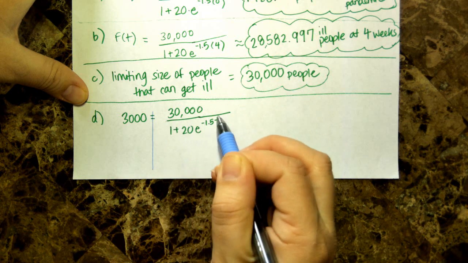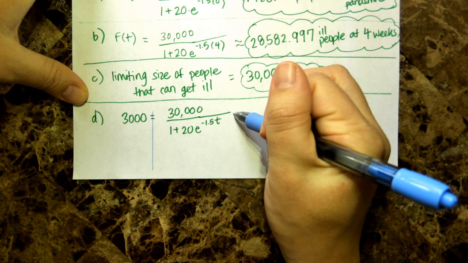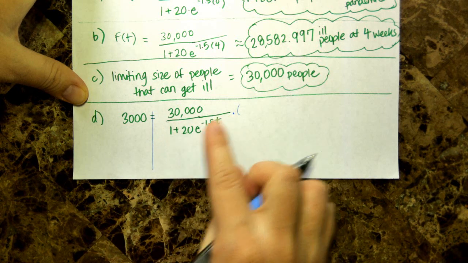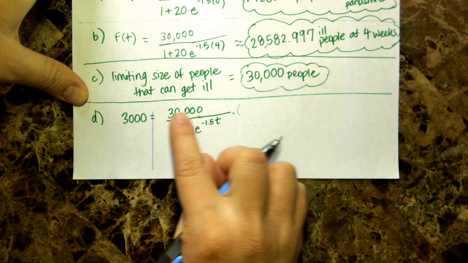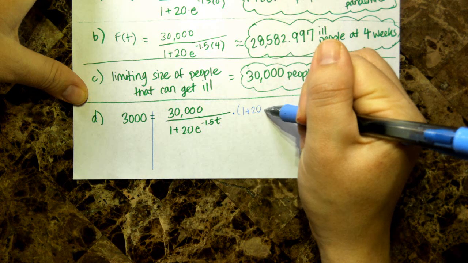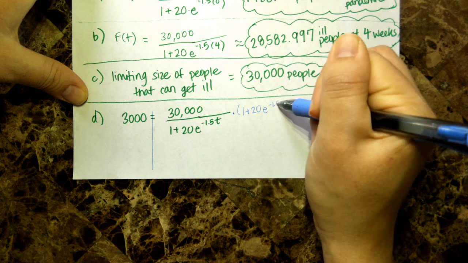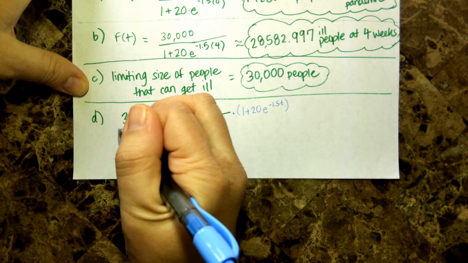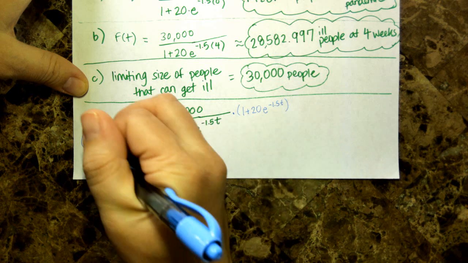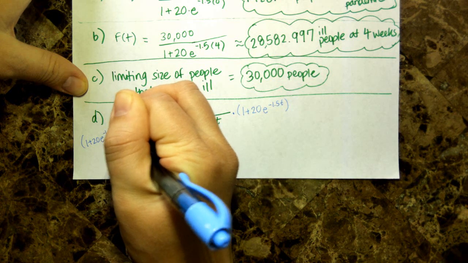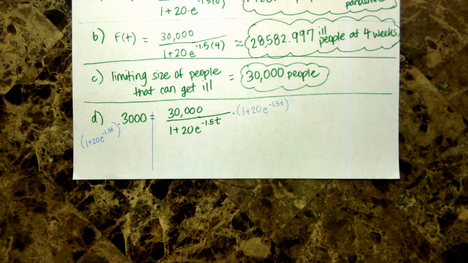And so fractions, remember, are just division. So what I'm going to do is multiply this whole side, because 30,000 is being divided by this whole denominator. So I'm going to multiply 30,000 by that whole denominator, because the opposite of division is multiplication. And whatever I do to one side, I have to do to the other side. So I'm going to multiply the other side by the same thing: 1 plus 20 times e to the negative 1.5t. And I know I'm running out of space, but I'll try my best.